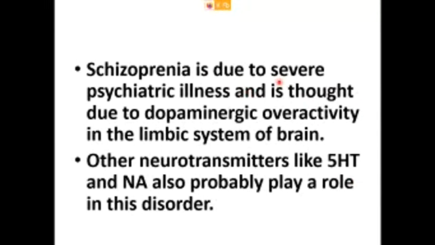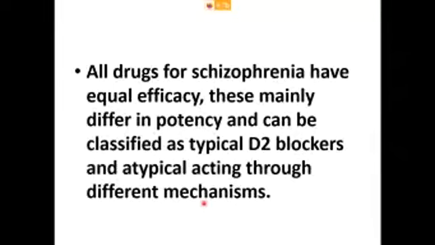It is a severe psychiatric illness, and it is thought to be due to dopaminergic overactivity in the limbic system. Yesterday we have seen that. Okay, so positive symptoms. Other neurotransmitters like 5-HT in the case of negative symptoms, and noradrenaline also probably play a role in this disorder. So all drugs for schizophrenia have equal efficacy. They only differ in potency.